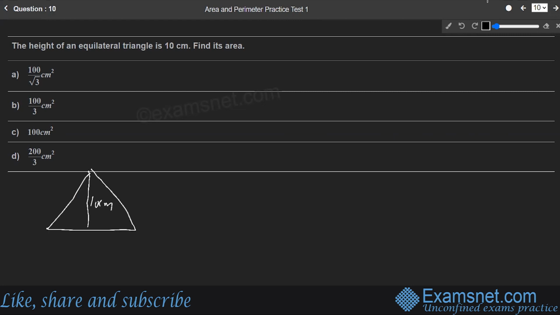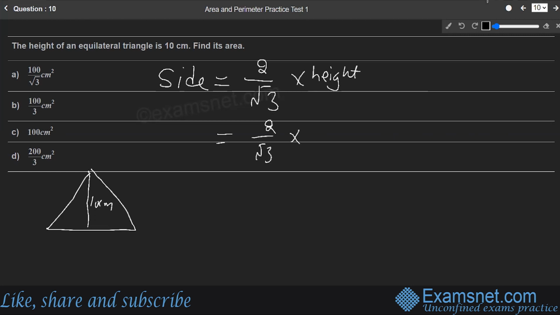In an equilateral triangle, the side can be directly calculated using the formula 2 by root 3 into the height. So what is the side of this particular equilateral triangle? It is 2 by root 3 into the height value, which is given as 10 centimeter. So it comes out to be 20 by root 3 centimeter. That is the side of the equilateral triangle.